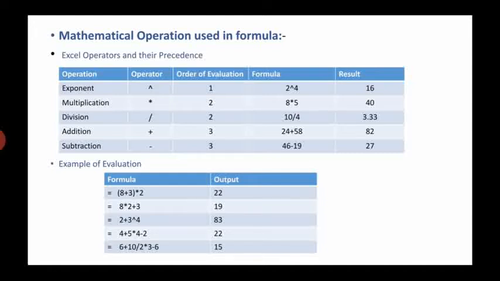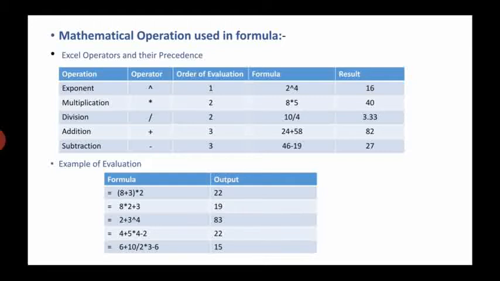Any operation contained in a bracket will be carried out first, followed by any exponent. Then follow division and multiplication operations, which are given equal importance. They are carried out in the order in which they occur in the formula, left to right, whichever appears first in the formula is carried out first.